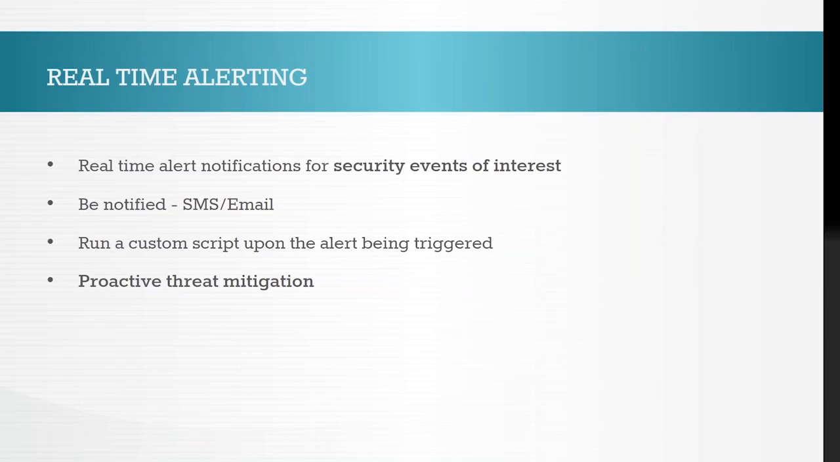And some SIEM tools also help you go one step further, where you can set up a custom script so that when the alert criteria is met, a program can get triggered so that you can proactively mitigate the attack. This custom program will just get triggered upon the alert criteria being met so that you will be able to proactively mitigate the attack.